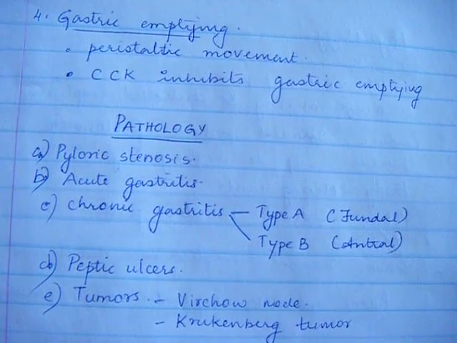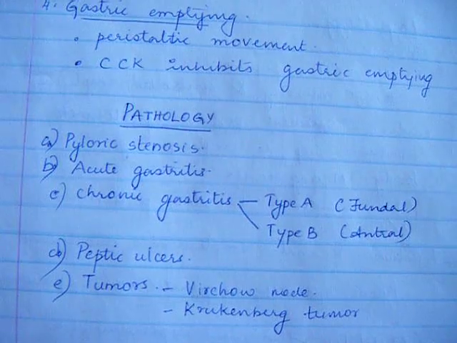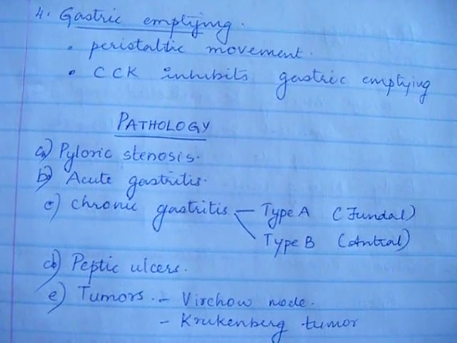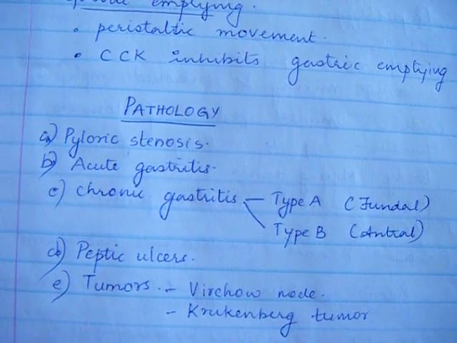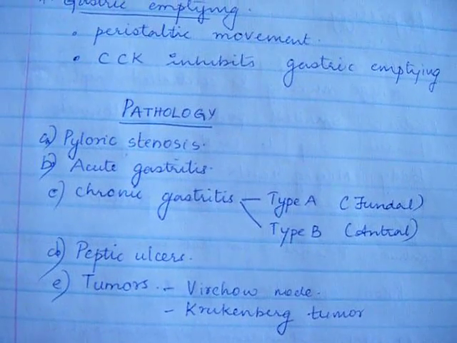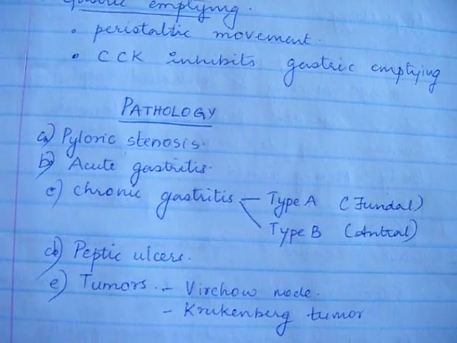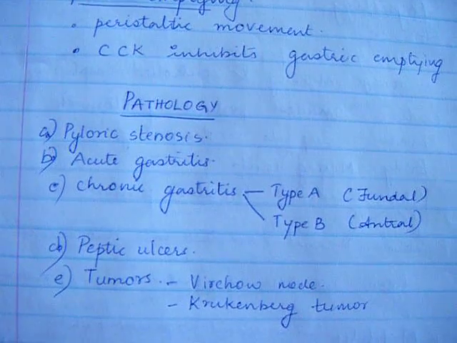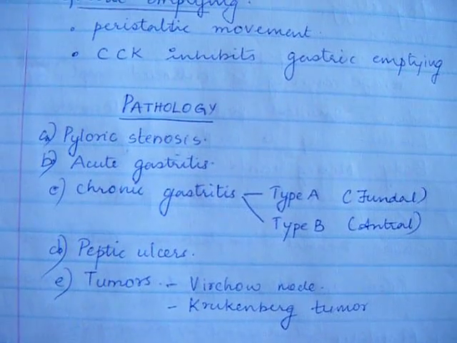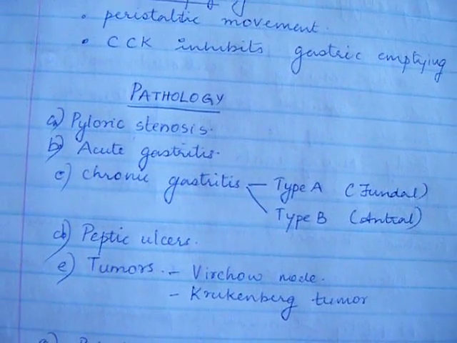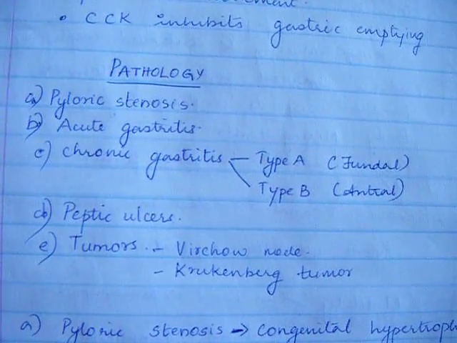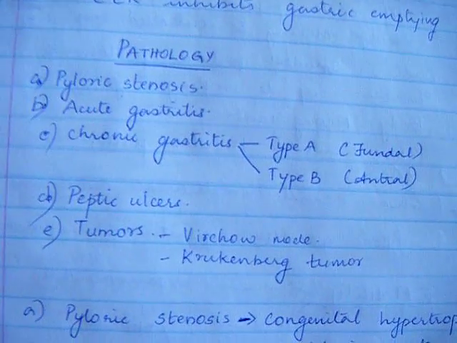Now we come to the pathology of the stomach, the disease conditions associated with the stomach. Mainly we are going to see 5 topics: pyloric stenosis, acute gastritis, chronic gastritis, which can be a type A or type B, peptic ulcers, and tumors. Tumors, one which is related to Virchow node and the other Krukenberg tumor.